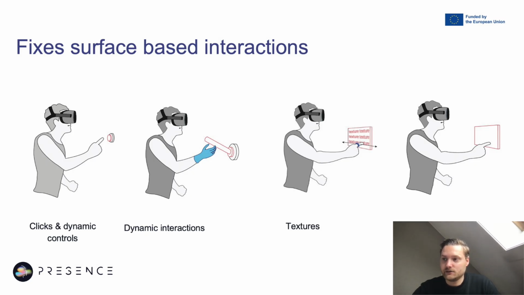Then you have things like textures, so it's there, but you can pet it, and based on how you pet it, it gives you a signal. And then you have static interactions, those are just objects that cannot move, and you can obviously touch it, and it can give feedback back. So those are kind of the fixed surface-based interactions.